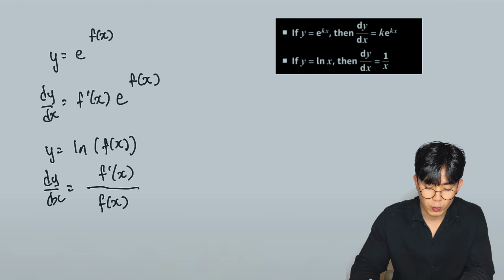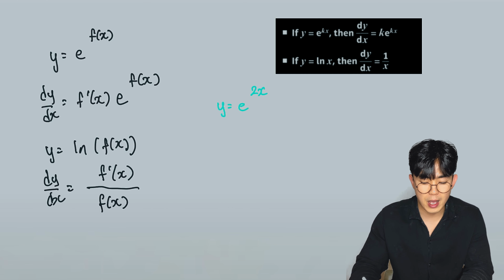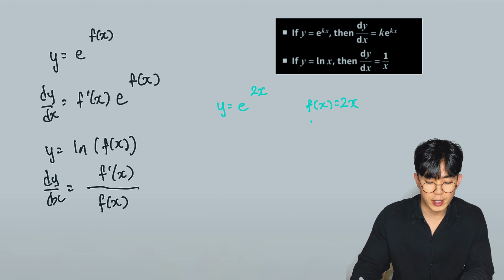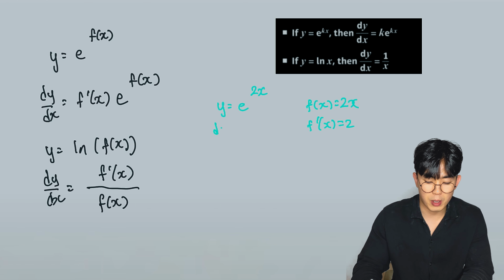So let's say I have y is equal to e to the, let's start off with something simple, 2x. In our scenario, our f of x is equal to 2x. And so what we need to do is differentiate that, which means we get 2 and we bring it to the front. So dy by dx is equal to the derivative, which is 2e to the 2x, like this.